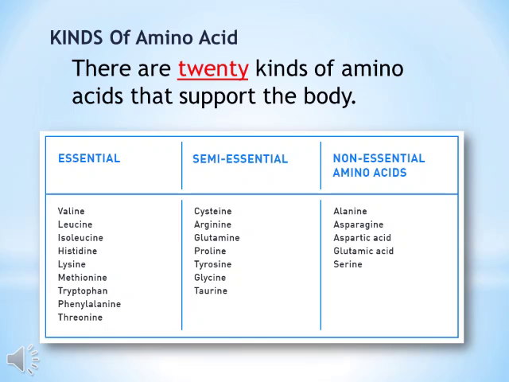Semi-essential amino acids are required in the food of children but not required in the food of adults, such as histidine and arginine. Non-essential amino acids can be synthesized in our body and are not important to take in the diet, such as serine, alanine, cysteine, glutamic acid, glutamine, proline, hydroxyproline, aspartic acid, and tyrosine.